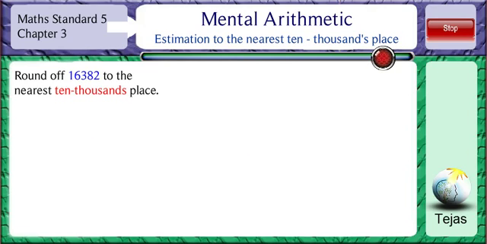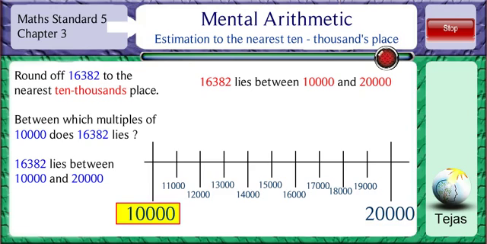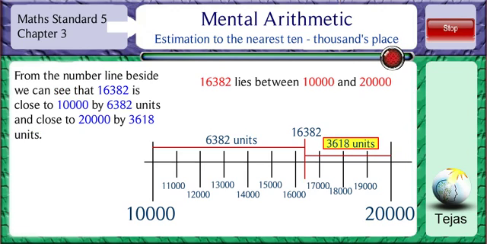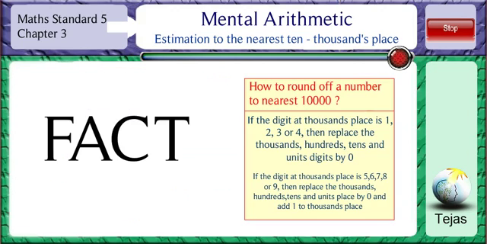Round off 16,382 to the nearest 10,000s place. 16,382 lies between 10,000 and 20,000. Now 16,382 is 6,382 units from 10,000 and 3,618 units from 20,000. Since it's closer to 20,000, we can say 16,382 rounded off to the nearest 10,000s place is 20,000.